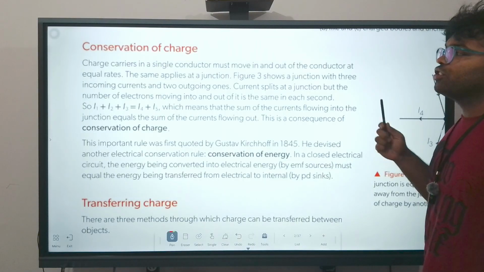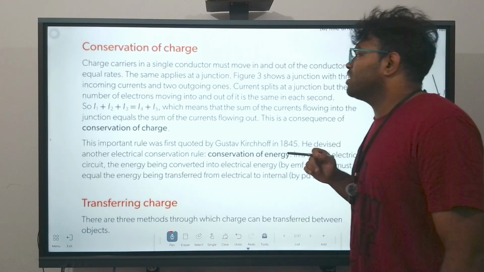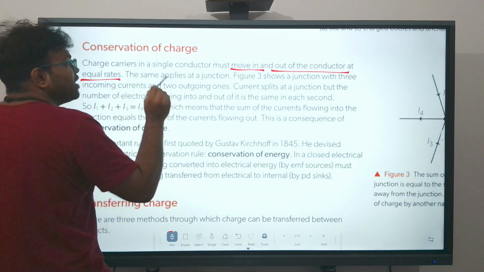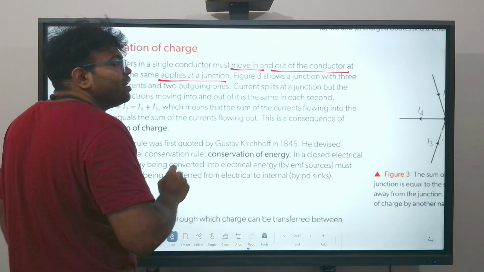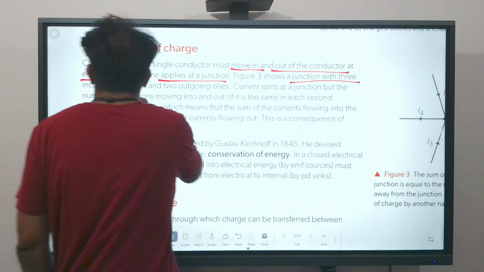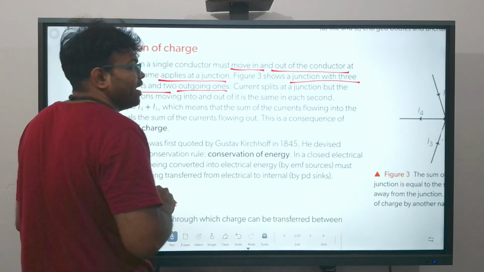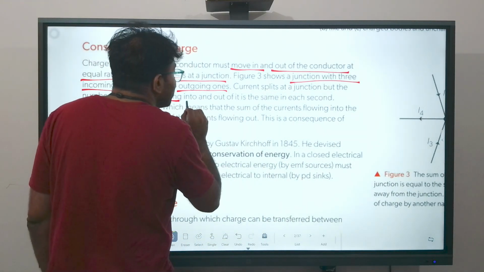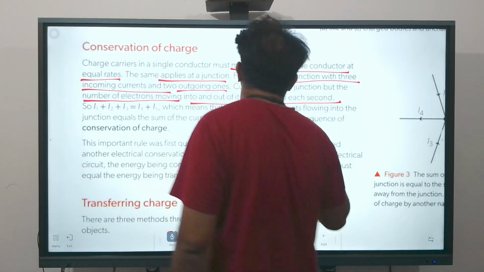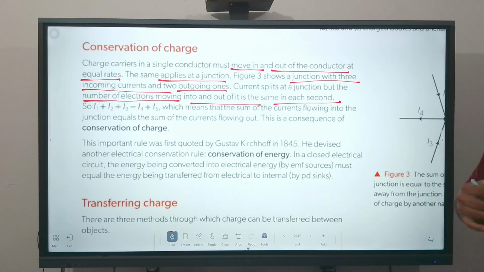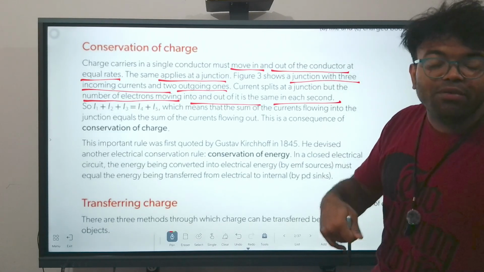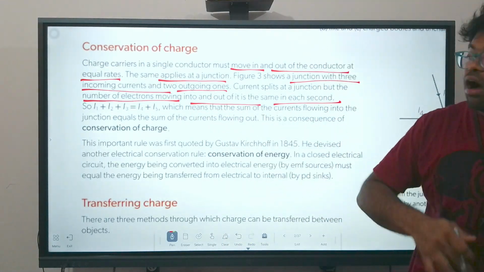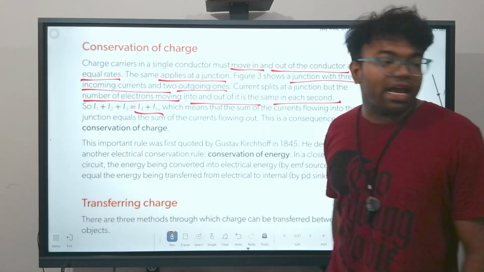That's what's written here. So charge carriers in a single conductor must move in and out of the conductor at equal rates. The same applies at the junction. Figure 3 shows a junction with three incoming currents and two outgoing currents. Current splits at the junction, but the number of electrons moving in and out are the same in the same second. So the amount of current entering, that is I1 plus I2 plus I3, should be equal to the amount of current going out, which is I4 plus I5.